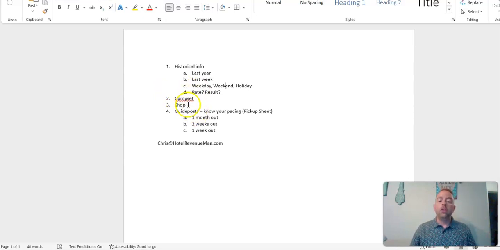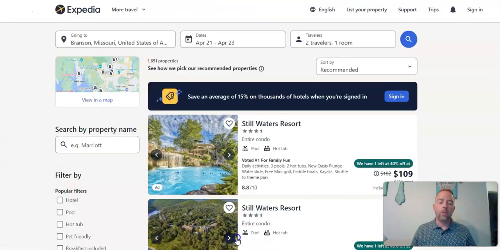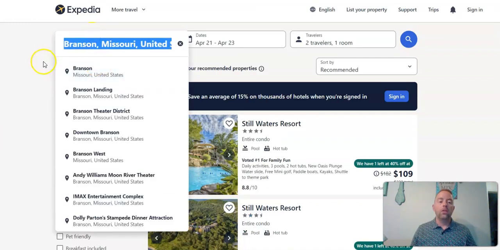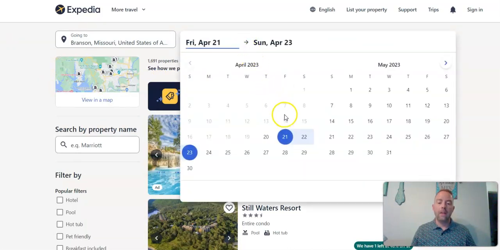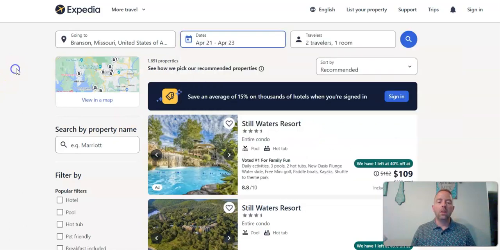Next, what we want to do is shop. So I put on my cap and I pretend that I'm a traveler. I'm going to come to this area on this date, and I'm going to shop and see what the rates look like. So let's go ahead and do that now. So I'm in Branson, Missouri, and this is for this upcoming weekend. This is tomorrow. Let's just see what rooms cost.